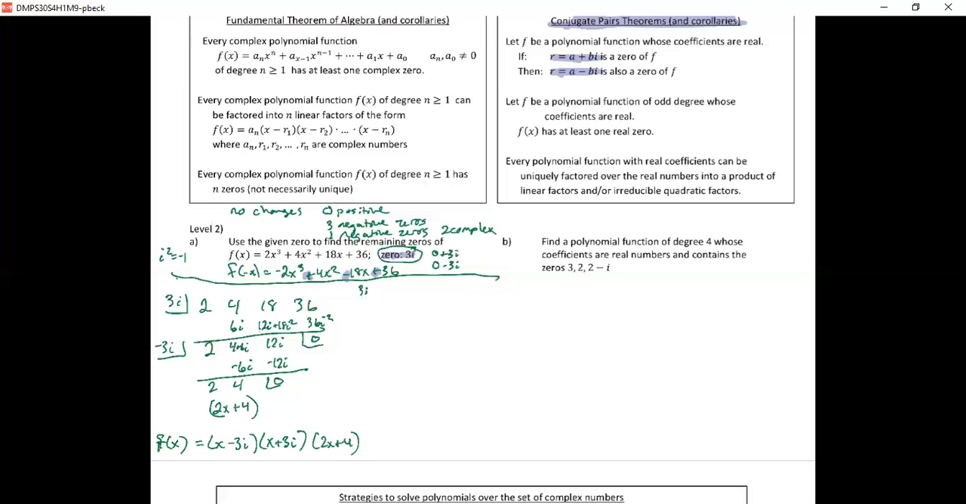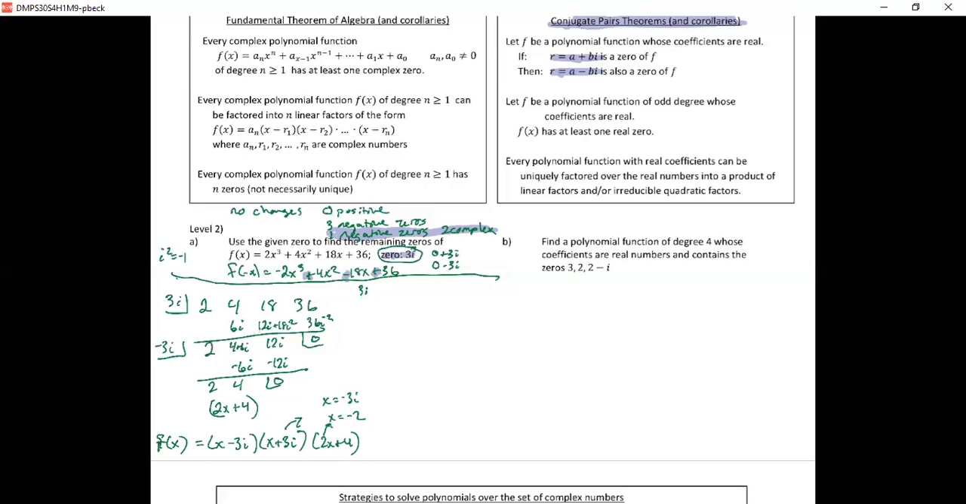Now, to answer the question, find the remaining zeros. The remaining zeros come from here, x equals negative 3i. And if we solve this one, we get x equals negative 2. Now, if you notice, we ended up with 2 complex zeros and 1 negative zero, which is what Descartes' rule of sign said was a possibility.